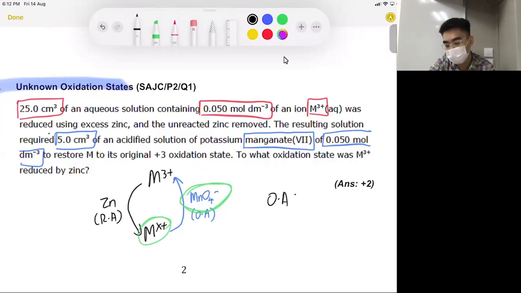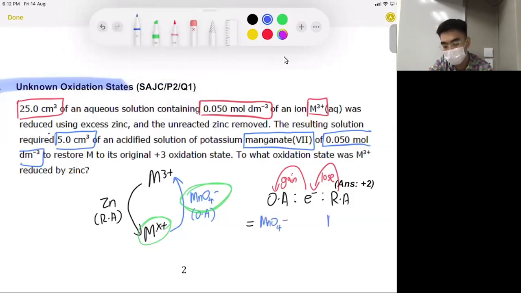Okay, OA, follow through slowly with me. If you're not sure, please ask me. OA, E, and RA. I have a reason why I like to write this way, because OA is always on the left-hand side of the data booklet and RA is always on the right-hand side. RA will always lose electrons, OA will always gain electrons. This is just a reminder. So what am I writing down as my MnO4-? MnO4- is my OA, as always, it will never change. Electrons.